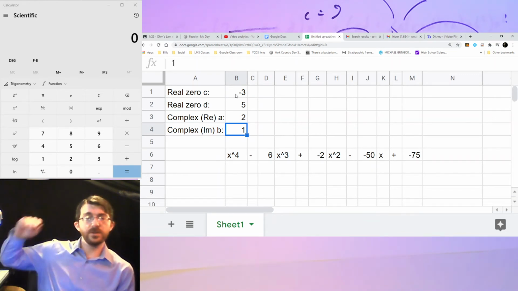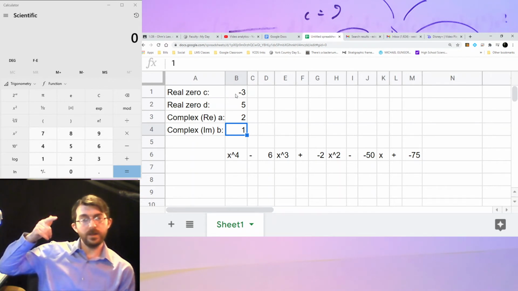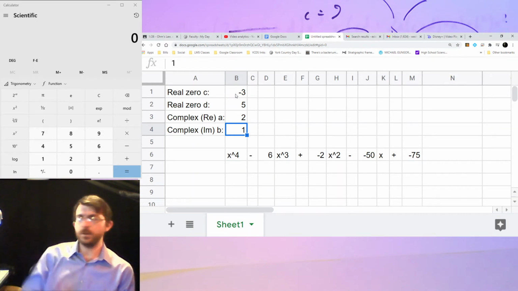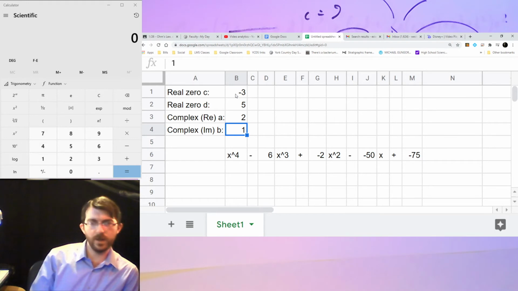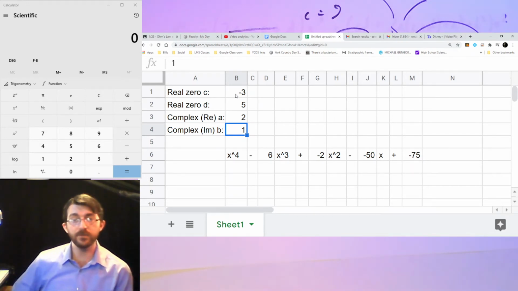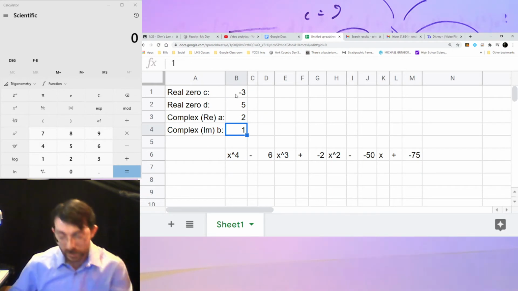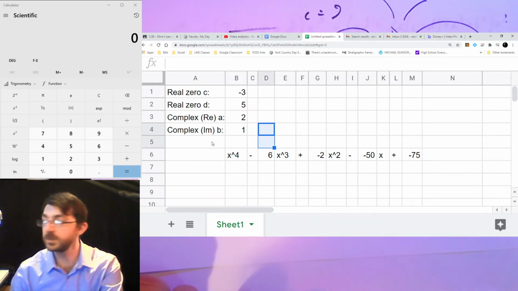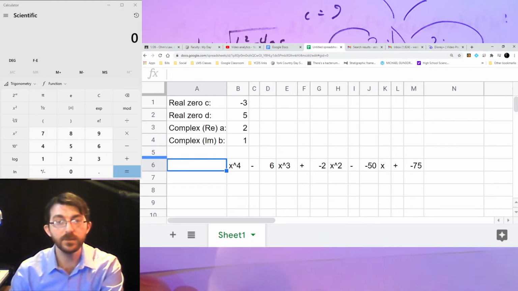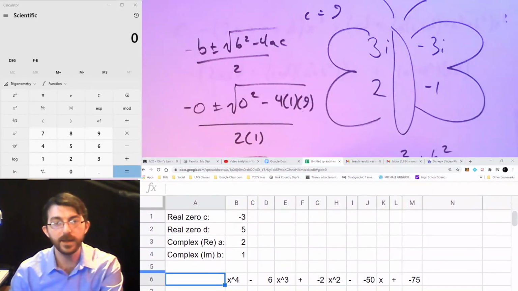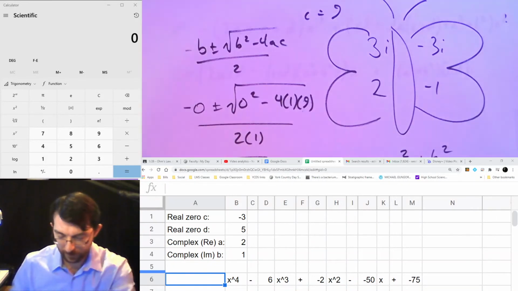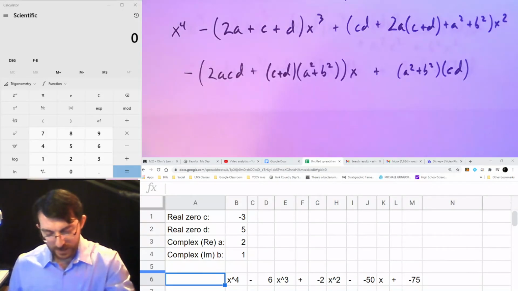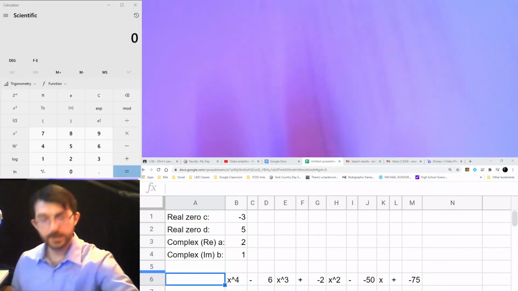75 has the factors 1, 3, 25, and 75. Yeah, I can do that. 1, 3, 5, 25, and 75. And as you can see, 3 and 5 are the ones that'll do it. So, let me just move this out of the way again. So here's how this works.